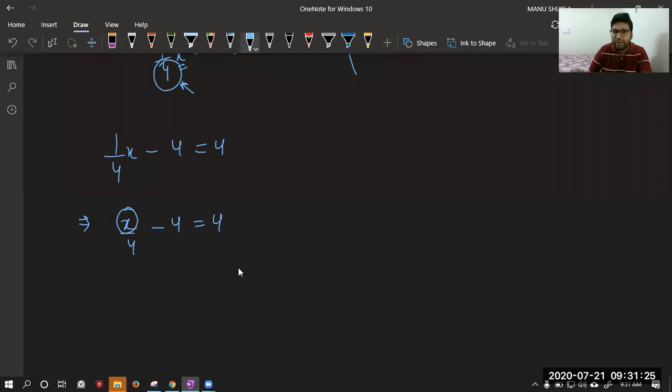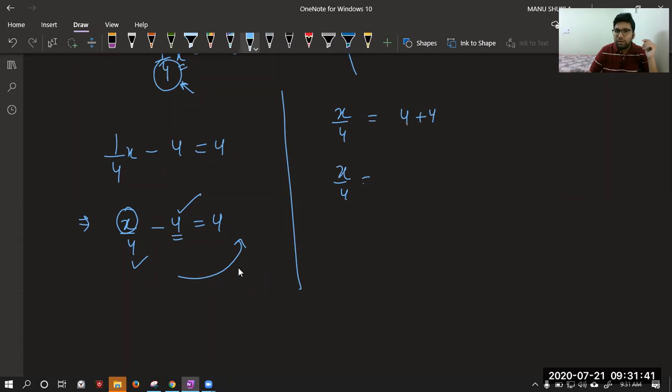To find the value of x, we have to take this 4 and this 4 to the right side. Now the question comes, which 4 will go first? So we have to take this 4 first. x upon 4 is equal to 4 plus 4. It will be 8, and finally x is equal to 8 into 4, x equal to 32.